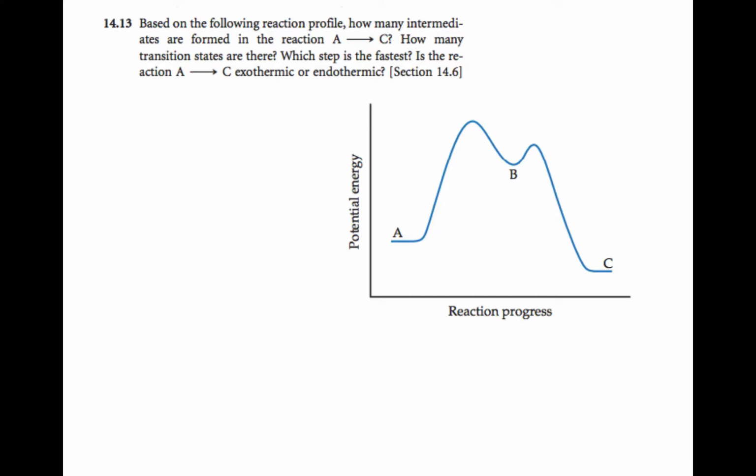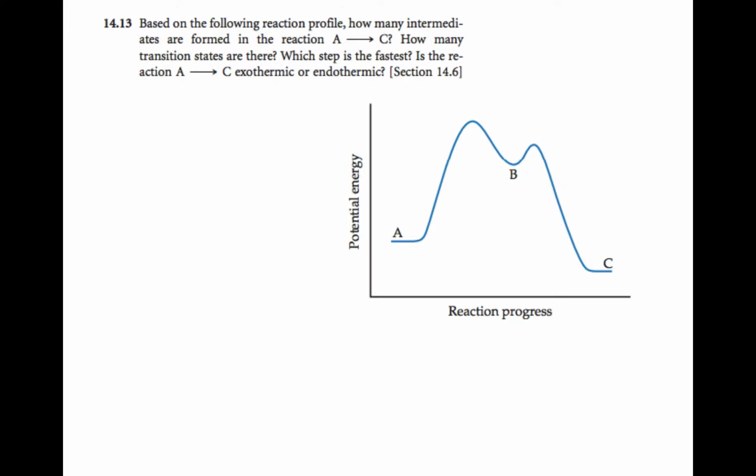Based on the following reaction profile, how many intermediates are formed in the reaction where A turns into C? How many transition states are there? Which step is the fastest? Is the reaction A to C exothermic or endothermic?